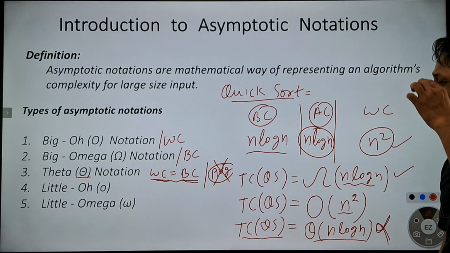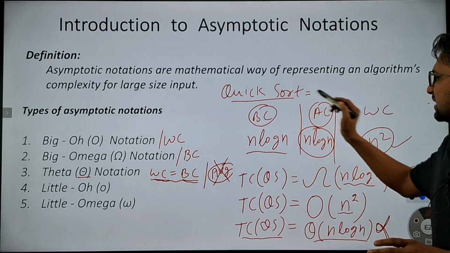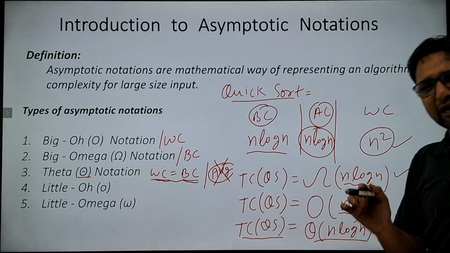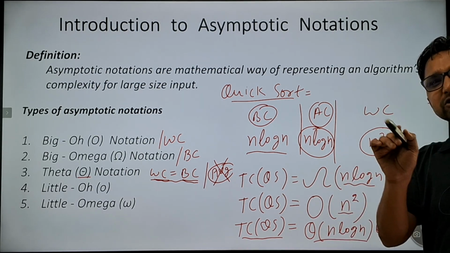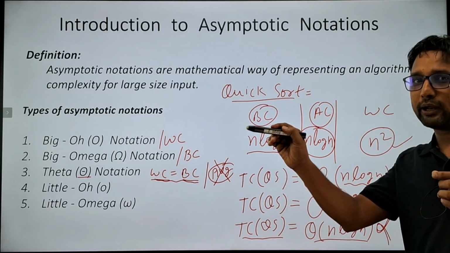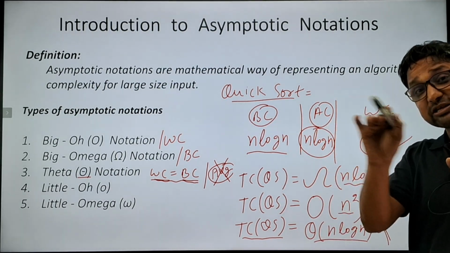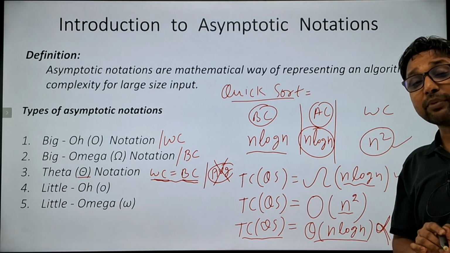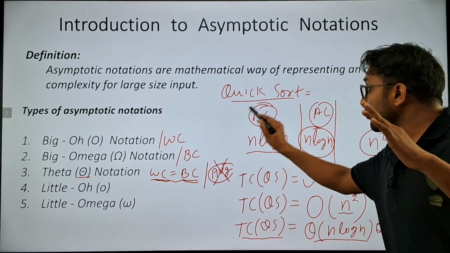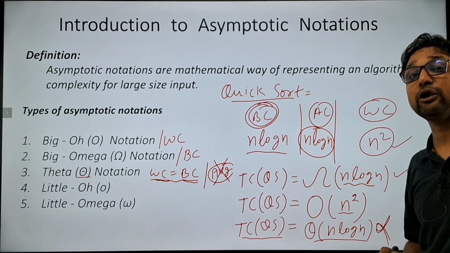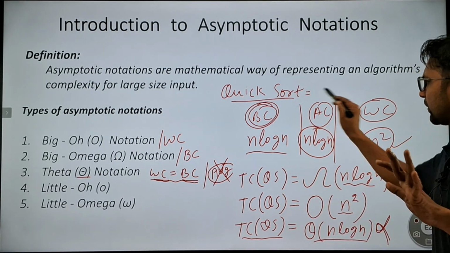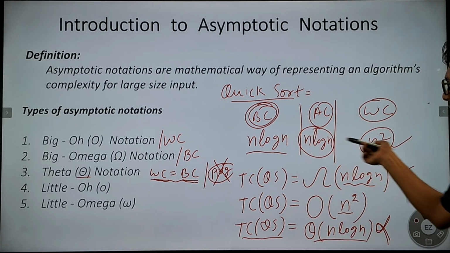If you know merge sort, in merge sort the best case, average case and worst case are all n log n. So in the case of merge sort, I can say that the time complexity of merge sort is theta of n log n, because the best case complexity and average case complexity are the same, that is n log n. If you don't know the time complexity of this, you can note it right now over here for the quicksort.